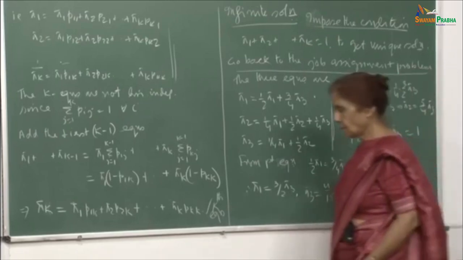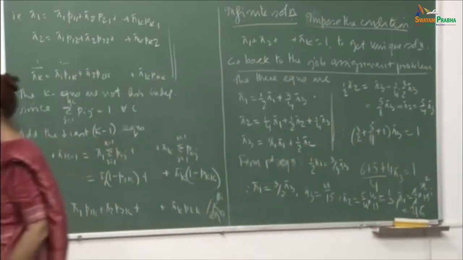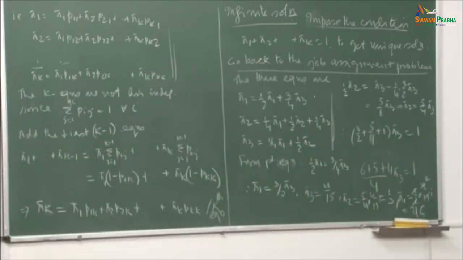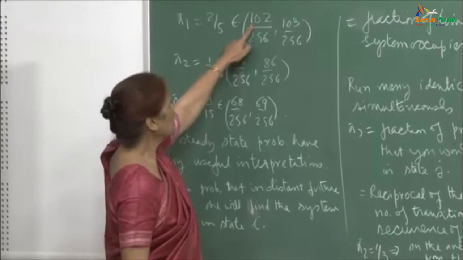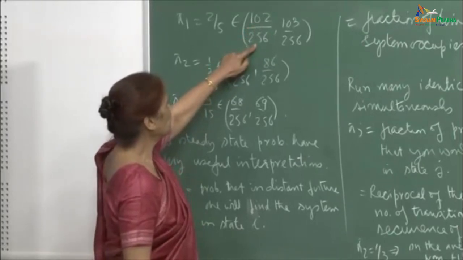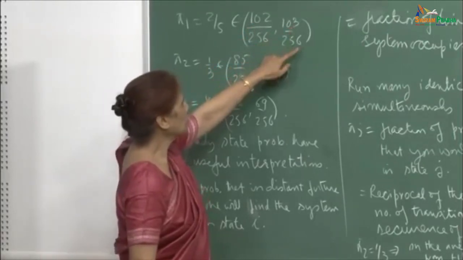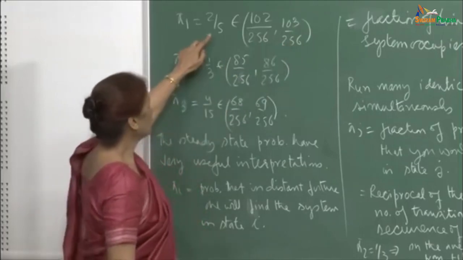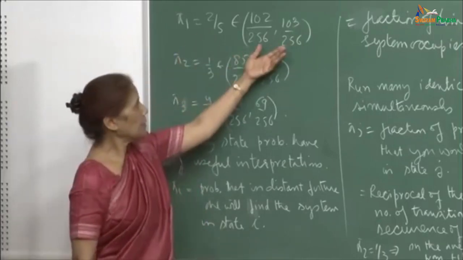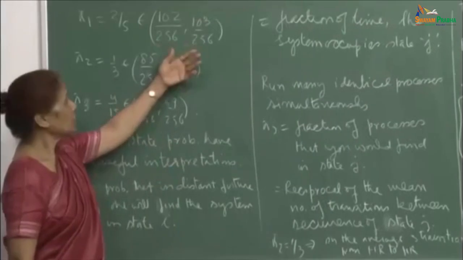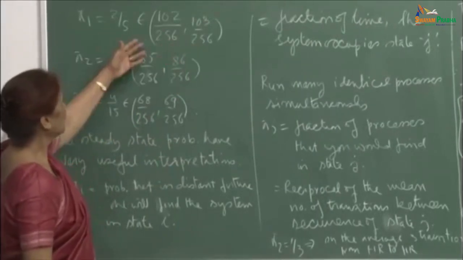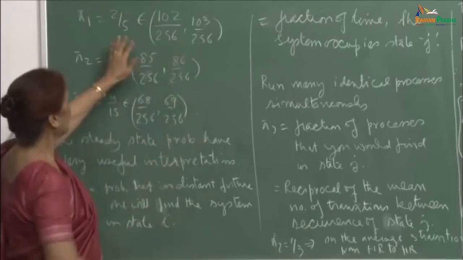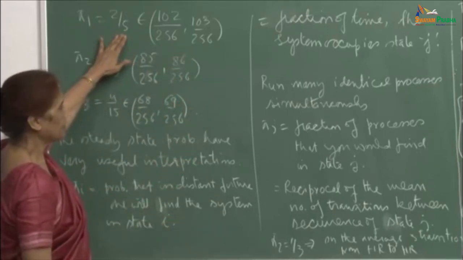And now let us compare these values with what we had obtained by taking powers of P. Our pi 1 had come out between two values, 102 upon 256 and 103 upon 256. So you see 2 by 5 does lie between these two numbers. This was up to the fourth power, right? And when you take the fifth and sixth powers, you will see that the values get closer and you will actually reach 2 by 5, right?